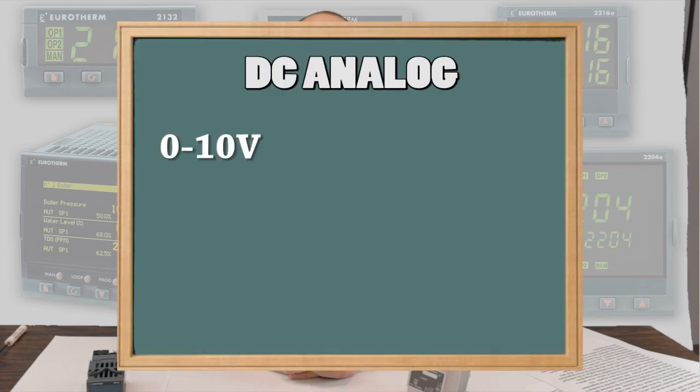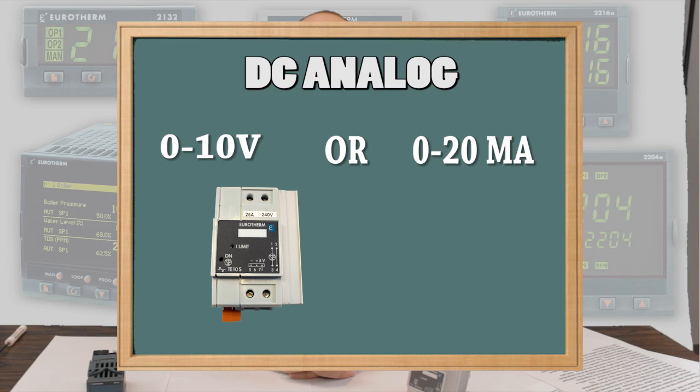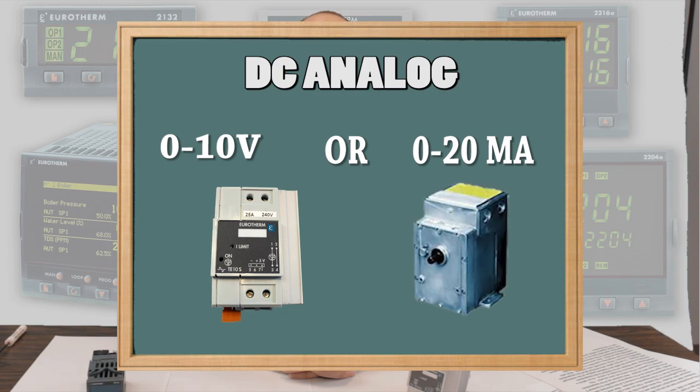DC analog. The DC analog output type provides a variable analog signal, typically in the range of 0 to 10 volts DC or 0 to 20 milliamp DC. These output types and ranges are configured in the temperature controller to match the input signal requirements of the power controller. This type of output signal is usually used to control an SCR power controller or valve. The higher the output signal, the more power is applied to the load.